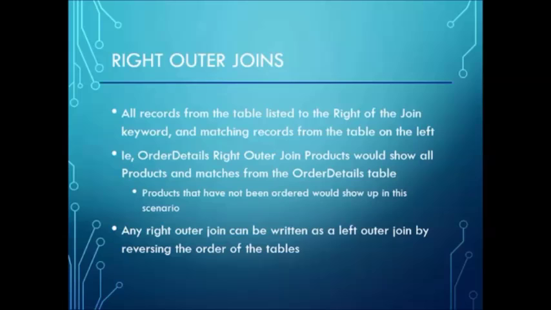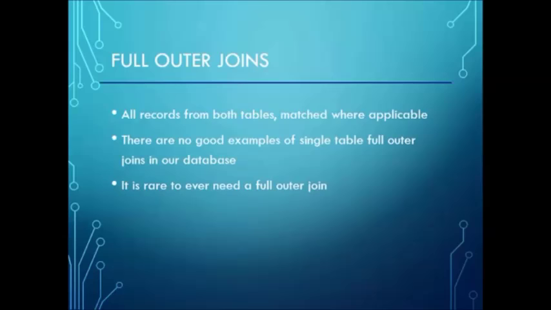Now we also have something called a full outer join, which means we get all records from both tables, and we get the matches where they happen. There aren't any really good examples of full outer joins in our database, so we're not going to use that one. Out in the wild, it's really rare to ever need a full outer join. I think I've written 3 or 4 queries in 10 years that have actually required one. So in this class, we don't need to write any full outer joins, but be aware that they exist.